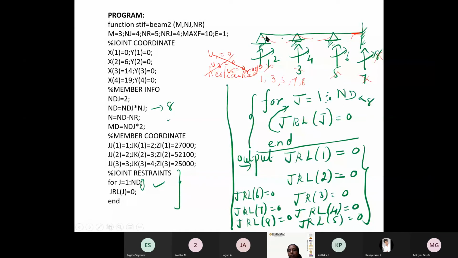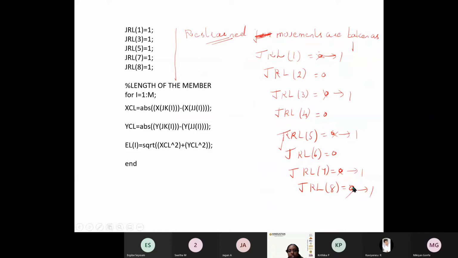So now we have to tell, have you written this one? Write this one, the explanation for this step, you write the explanation. If you are finished, we will move on to how to calculate the length of the member.